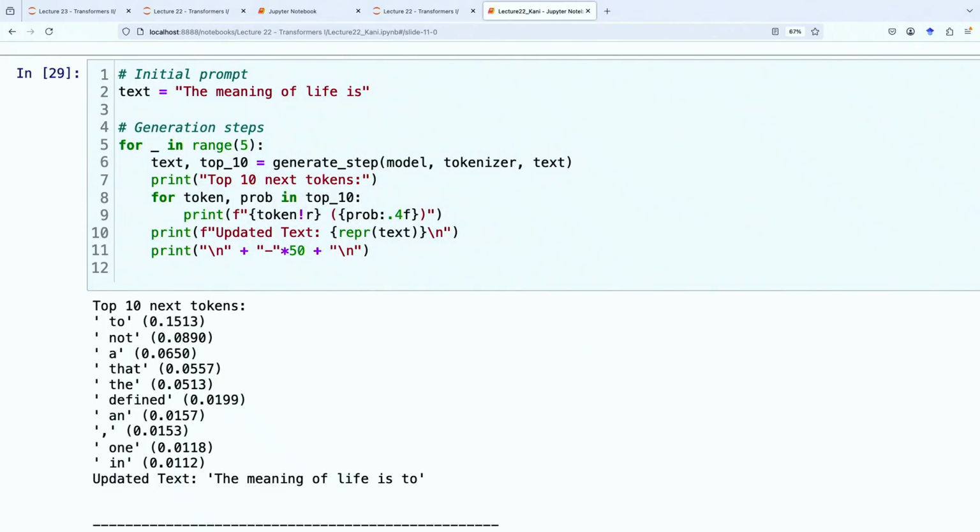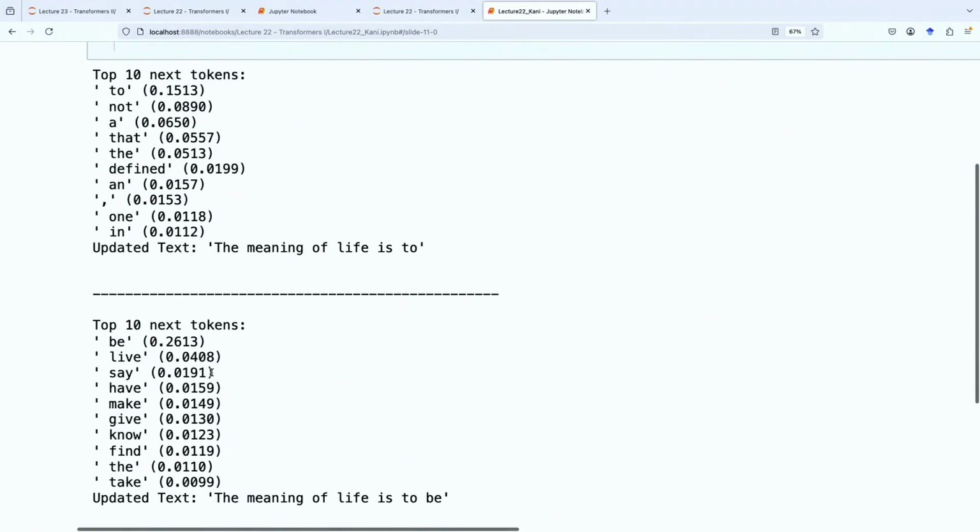And then we go on. We input "the meaning of life is to" into the model, and then we see the most probable tokens. "Be" is most probable. The meaning of life is to be. That sounds good. The meaning of life is to live. Also sounds okay. The meaning of life is to say. That's a bit weird conceptually, but I think that sounds okay English-wise. So you just choose the most probable token. The meaning of life is to be.